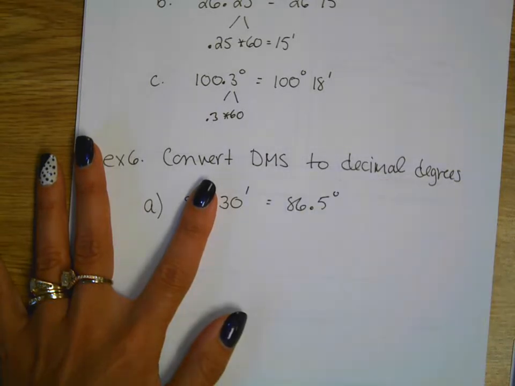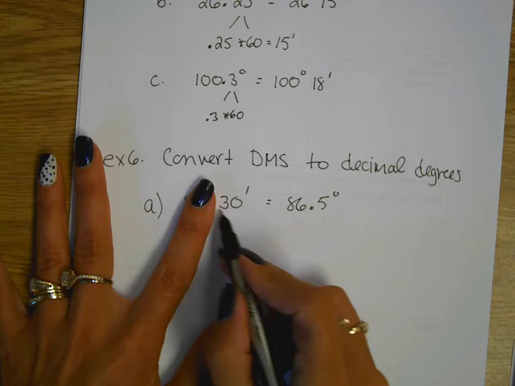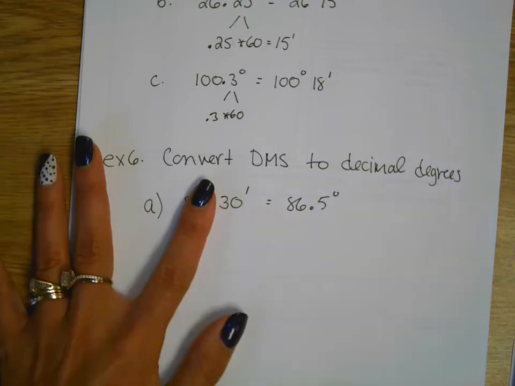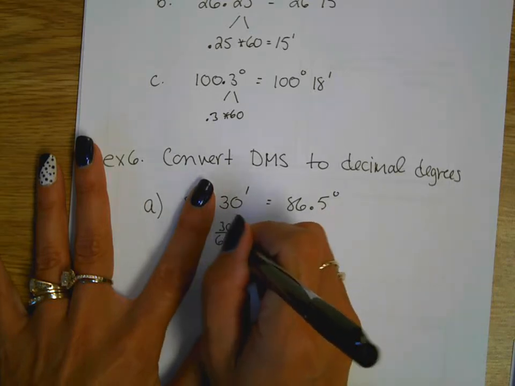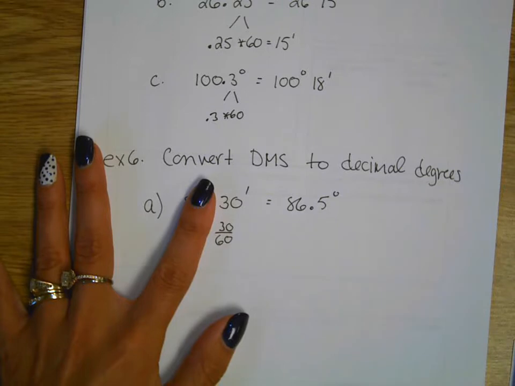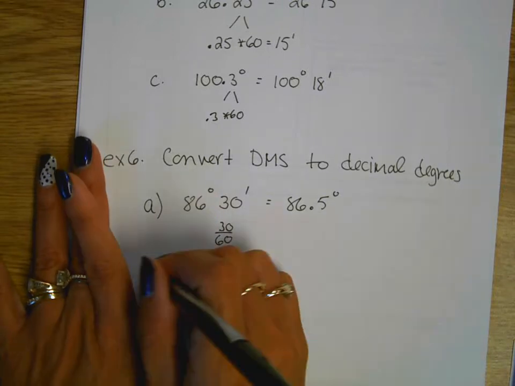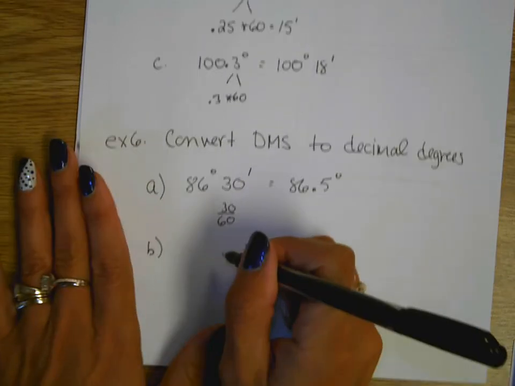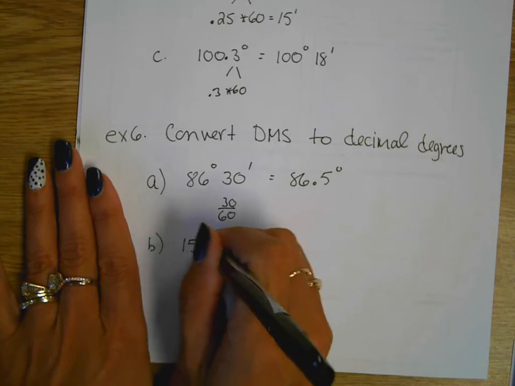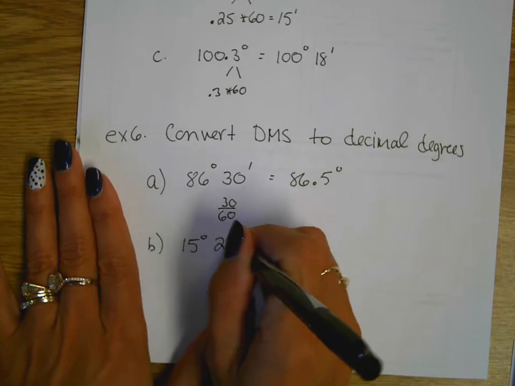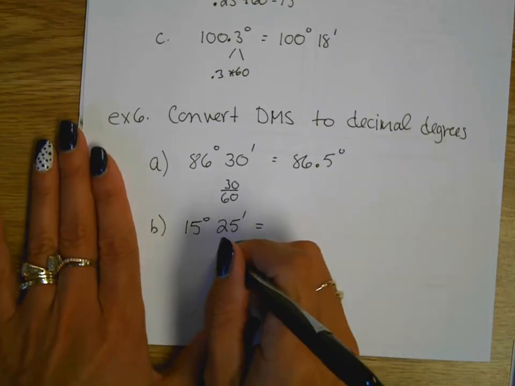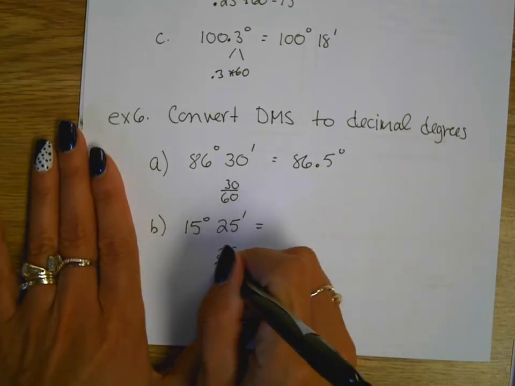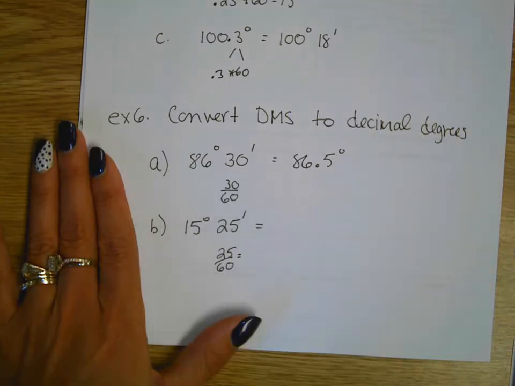Now what's our mathematical process when it's not so obvious that it's exactly a half? Take that number and divide it by 60. I've got 30 minutes, and we'll divide by 60 and see what decimal we get. So it's going to be a divide. So if I had 15 degrees, 25 minutes, we need to take 25, divide by 60 to see what decimal that is.